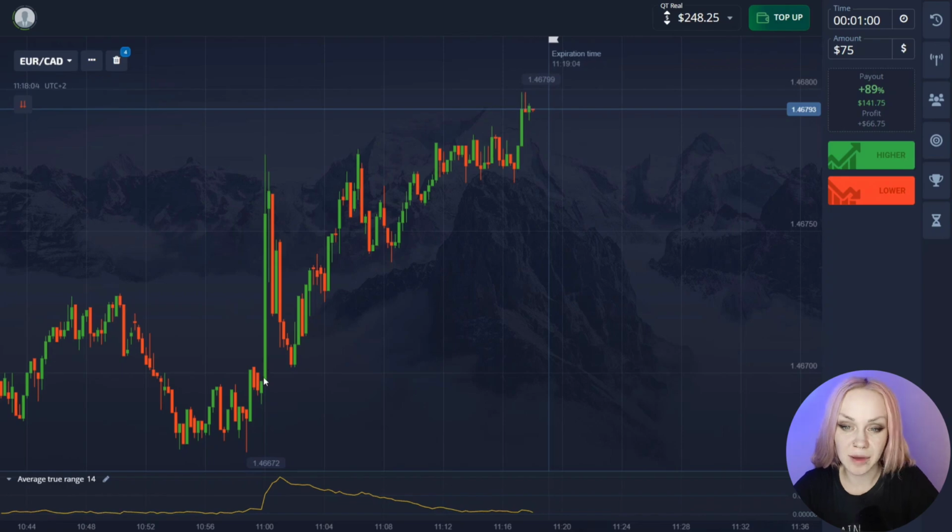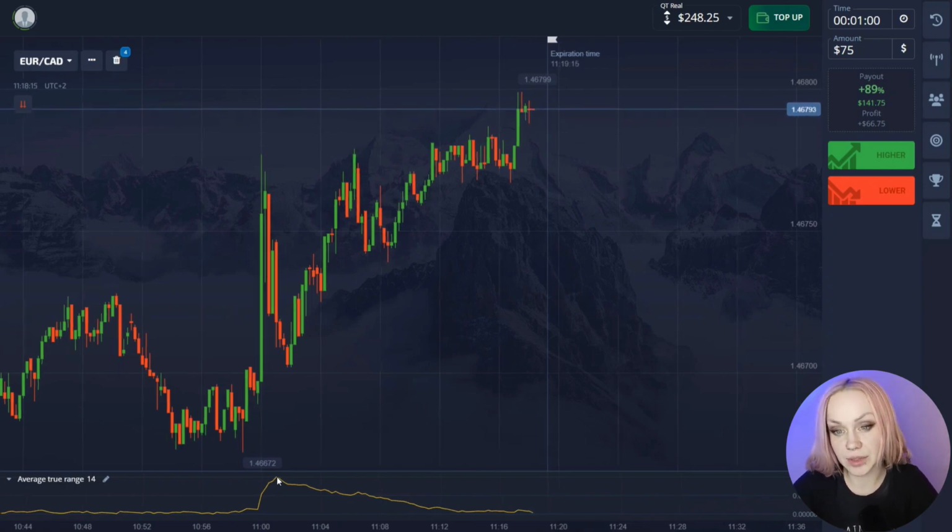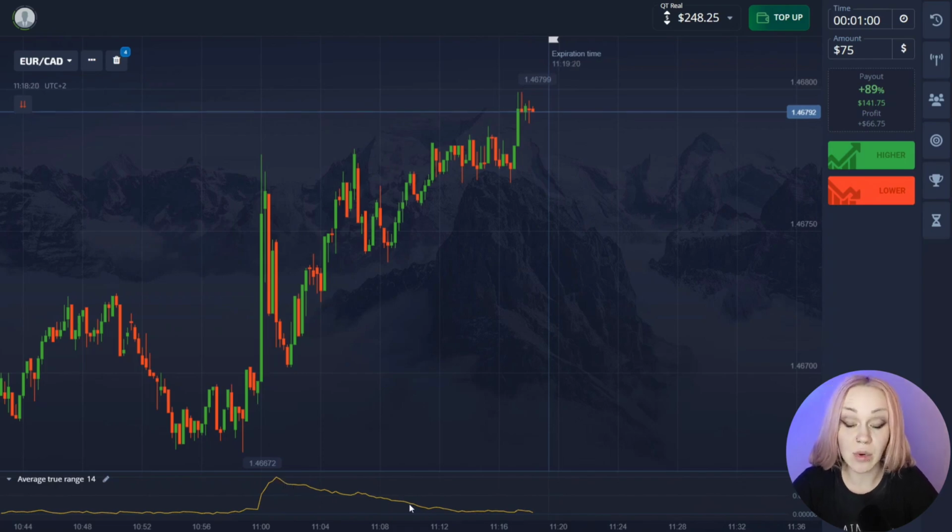Here the price is moving in an uptrend. When a large impulse candle appeared on the chart, the curve of the indicator just went up sharply. This is how I understand that market volatility increased.